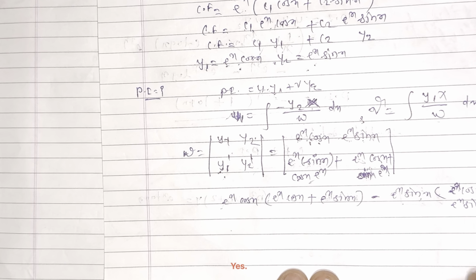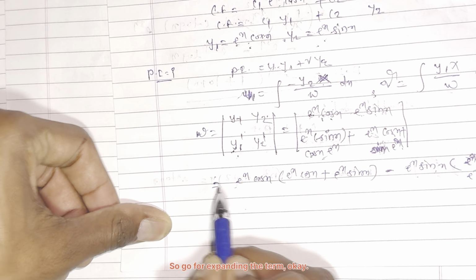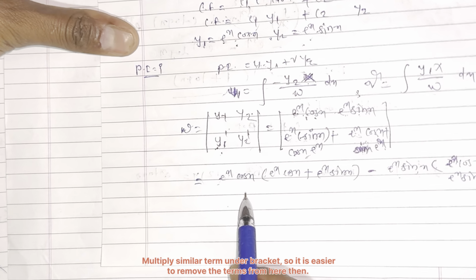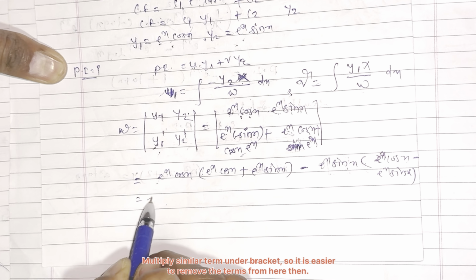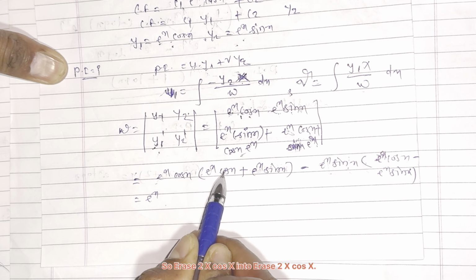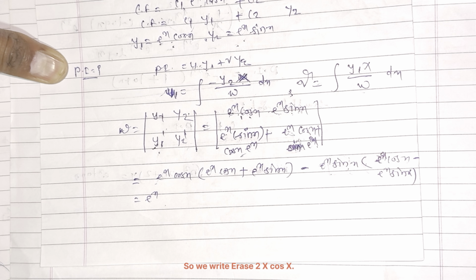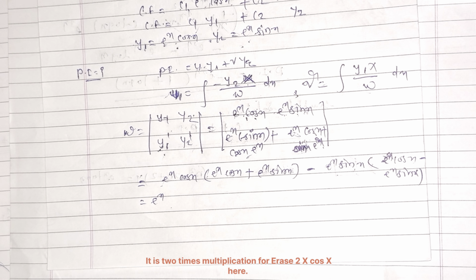Okay, so go for expanding the term. Multiply similar terms under the bracket, so it is easier to remove the terms from here. So e raised to x cos x into e raised to x cos x. So we write e raised to x cos x, a 2 times multiplication for e raised to x cos x here.